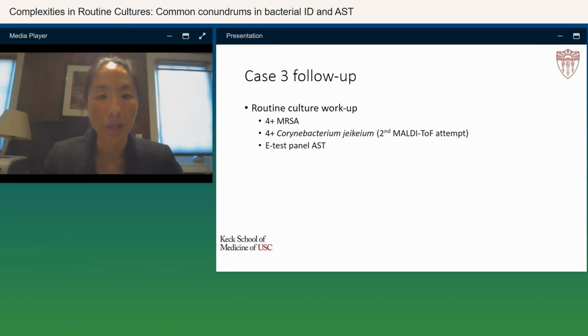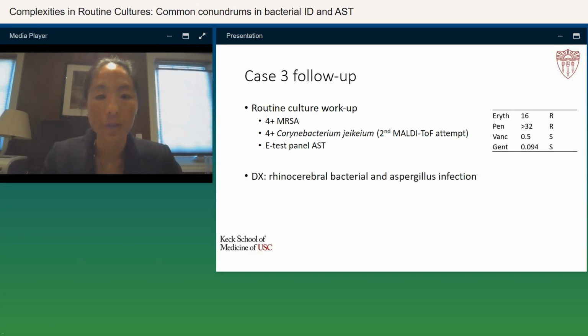Okay, so here we have the continuation of the routine culture workup. In the meantime, infectious disease providers actually contacted the laboratory and really wanted to know, what was that 4+ diphtheroid? Are you guys going to work it up? Can you do susceptibility testing? And so we attempted it a second time, and it turned out to be 4+ Corynebacterium JK, 99.9% confidence. And we were able to set up the E-test panel. I'll show you the results here. So as expected for JK, it's very resistant to penicillin and susceptible to vancomycin.